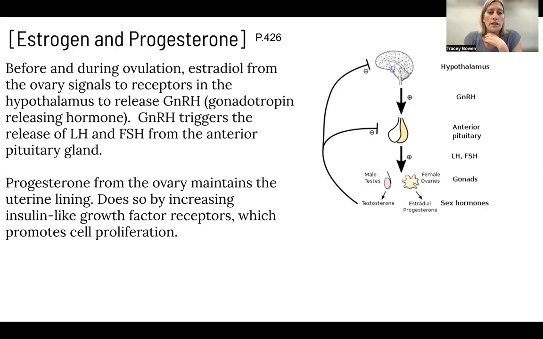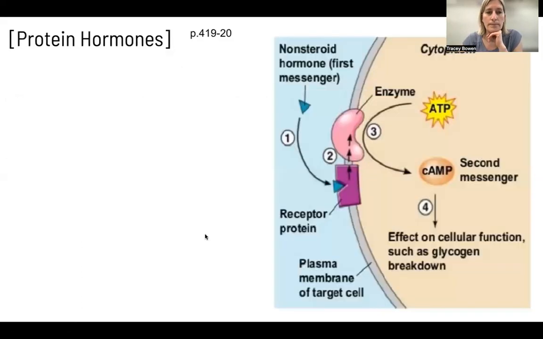So this FSH and LH are going to trigger ovulation. And then progesterone separately, as a steroid hormone from the ovary, is going to maintain the uterine lining. And it does so by increasing insulin-like growth factor receptors in the uterus, which is going to promote cell proliferation. So more and more cells grow inside the uterus.